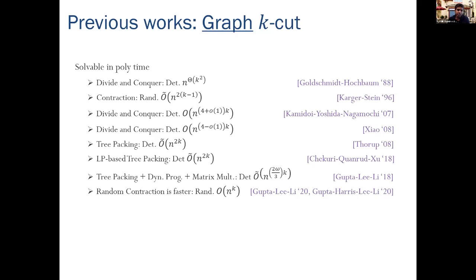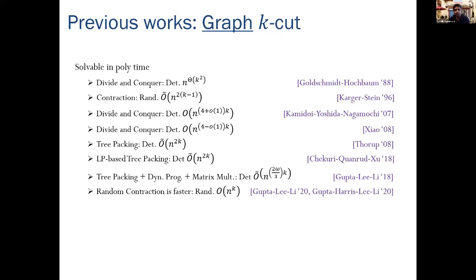Graph k-cut, as I just mentioned, has an extensive literature. It was shown to be solvable by Goldschmidt and Hochbaum in deterministic polynomial time. Here n is the number of vertices and k is a fixed constant. So running times of the form n to the k squared would be considered polytime.